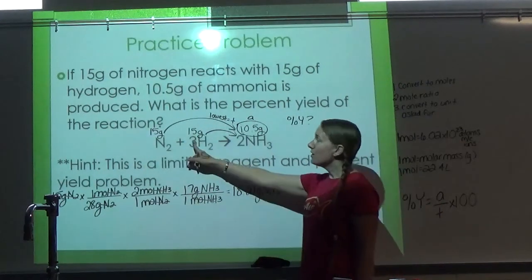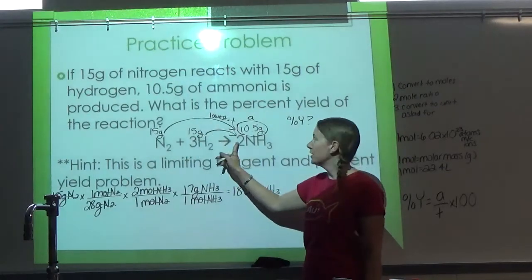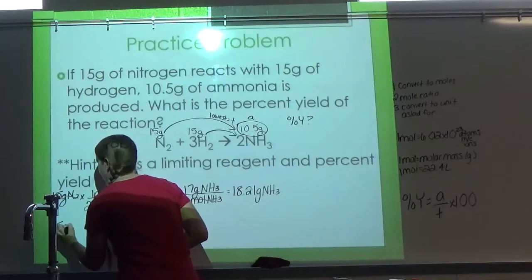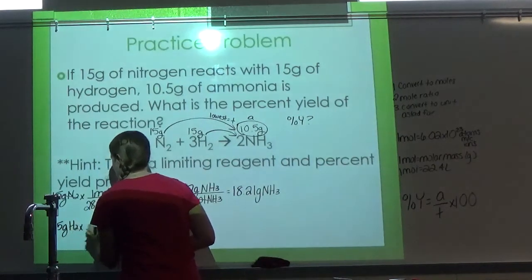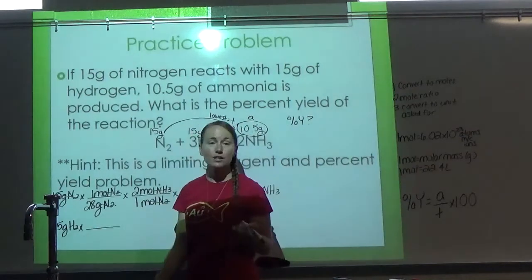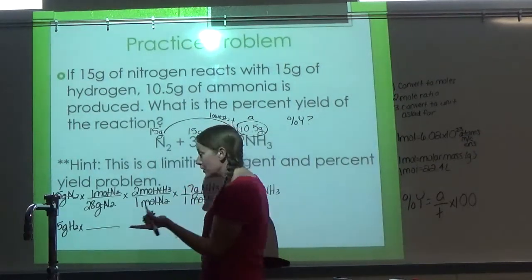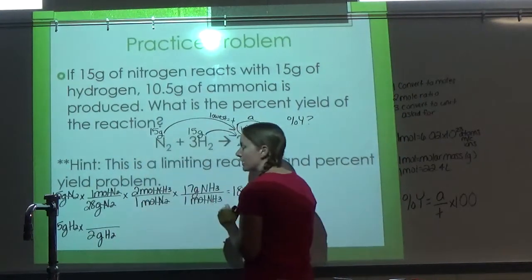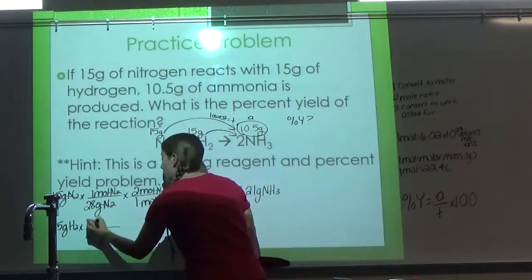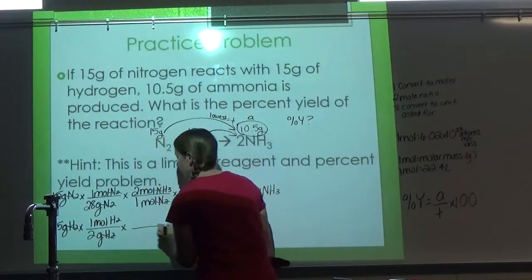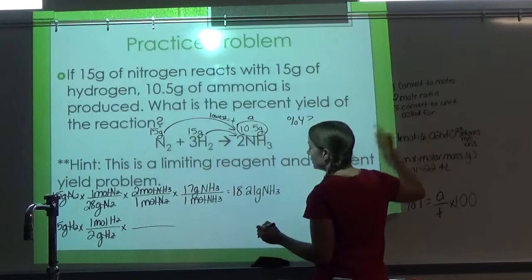All right, so now I'm going to start with my hydrogen and figure out how much product I should make. So I have 15 grams of hydrogen, which is H2. Step 1 is convert to moles. Since I have grams, I'm going to use molar mass. H2 has a molar mass of 2. I follow my golden rule and put my grams on bottom, which is 2 grams. Molar mass always equals 1 mole. So my grams cancel.